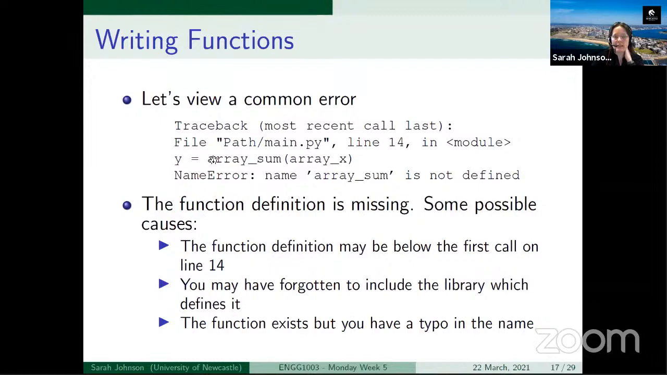Python can't guess which function you meant like a human being could. So maybe the function's name is in fact ArraySums and you left off the S. So it's another option if it can't find a function definition. A typo is always a good option to look at, as well as the case where you defined the function after you called it by mistake.